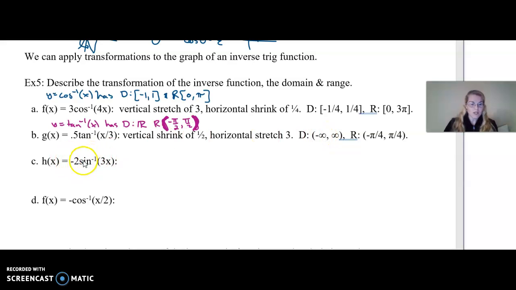All right, so look at these two and give them a try. Describe in words what transformation is going to be happening to your inverse trig functions.